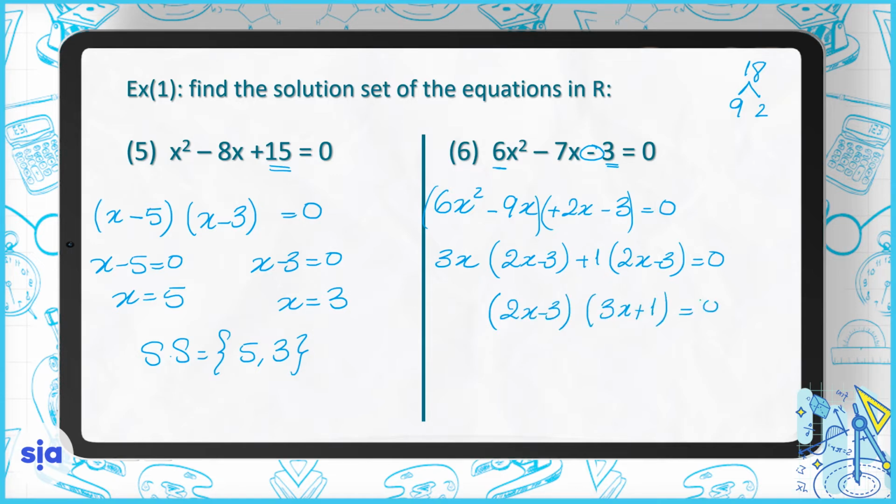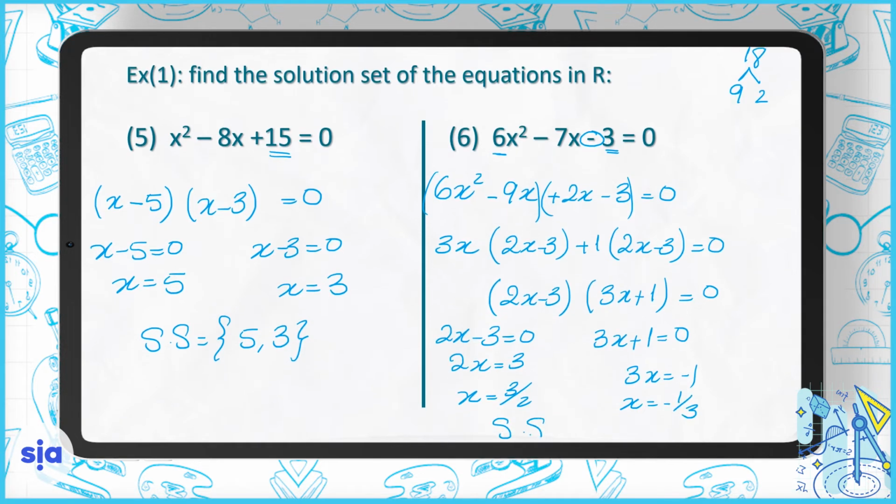And then we do the extra part here, which is making every bracket equal 0. So 3x plus 1 is also equal to 0. So 2x equals 3, then x equals 3 over 2. And here 3x is equal to negative 1, so x equals negative 1 over 3. So here the solution set is 3 over 2 and negative 1 over 3.